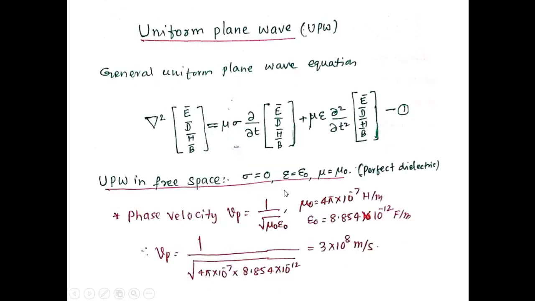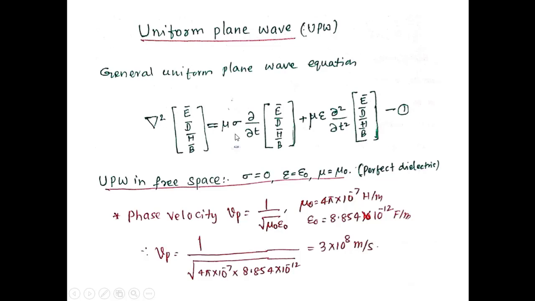So next we will study uniform plane wave. In that, by using the four Maxwell equations, divergence of D bar is equal to rho v, curl of E bar is equal to minus dou by dou t of B bar, divergence of B bar is equal to 0, and curl of H bar is equal to the conduction current density plus dou by dou t of the displacement current density.